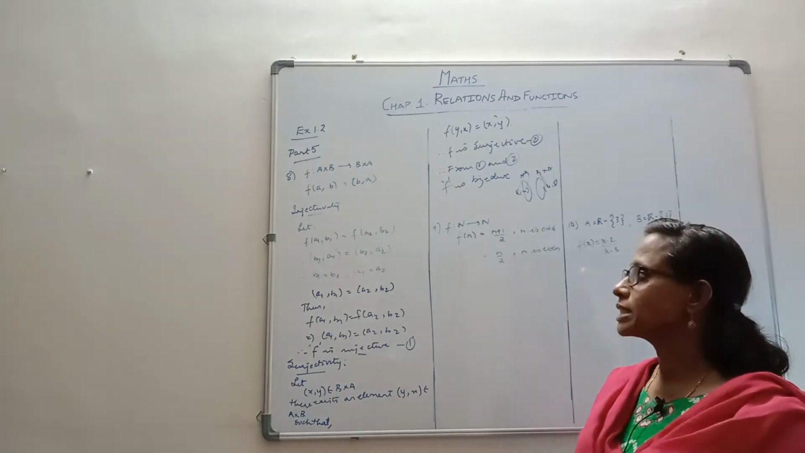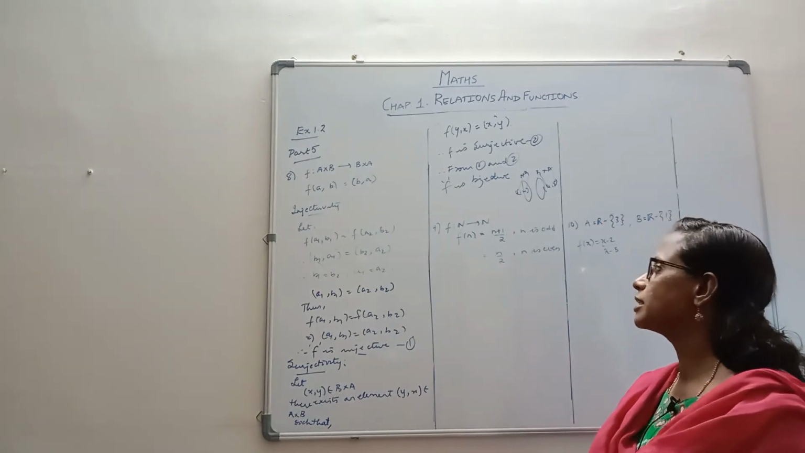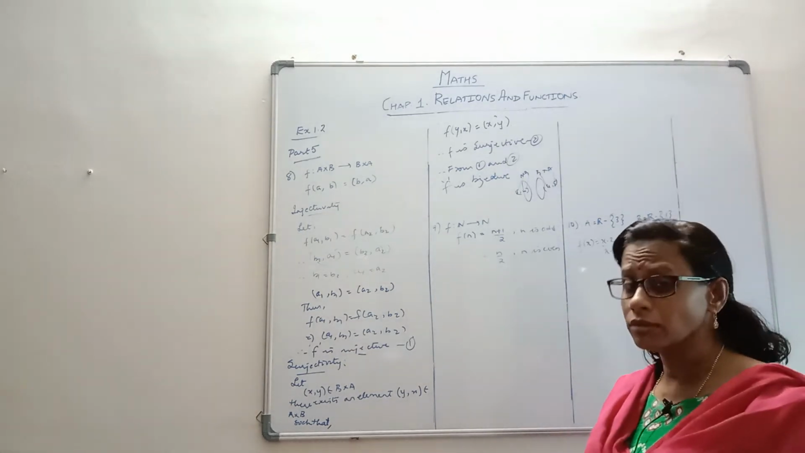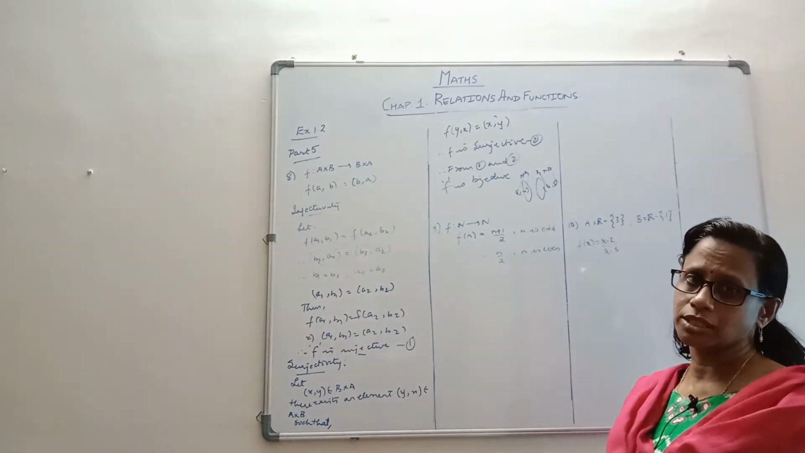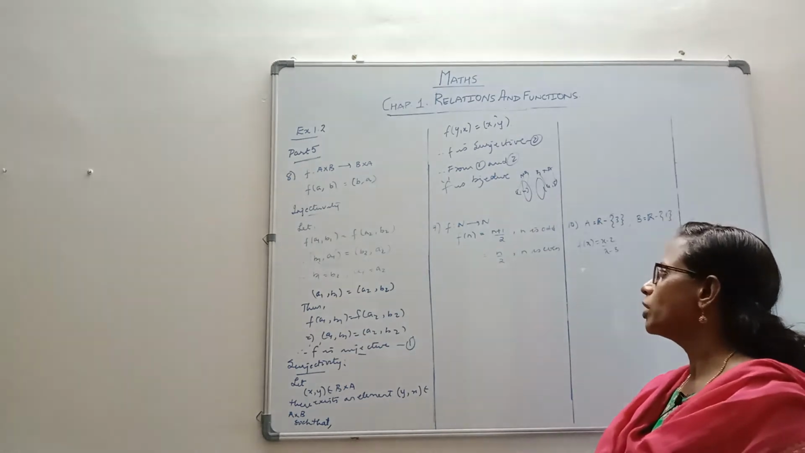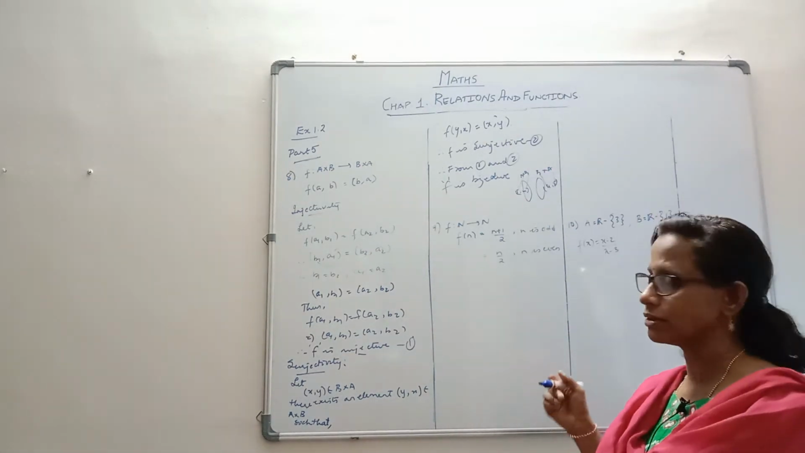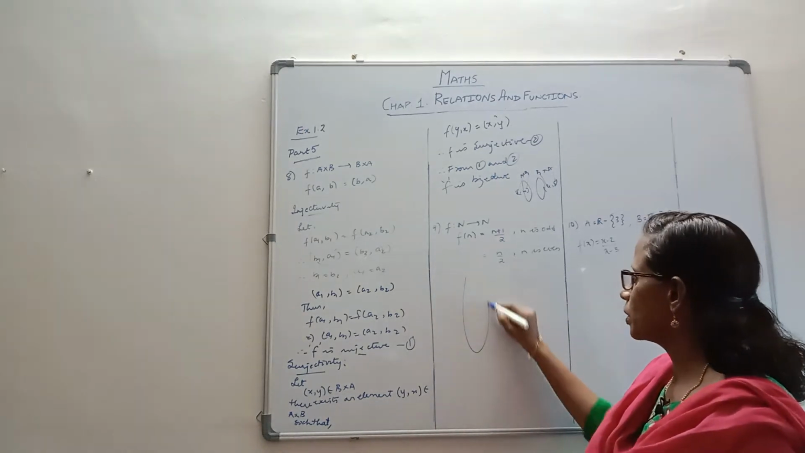That's all about question number 8. Now question number 9 says there is a function from N to N defined in this way. The question asks us to check whether it is bijective. What I would suggest is, let's plot it and see how the function behaves, and then we can predict whether it is one-to-one or onto.